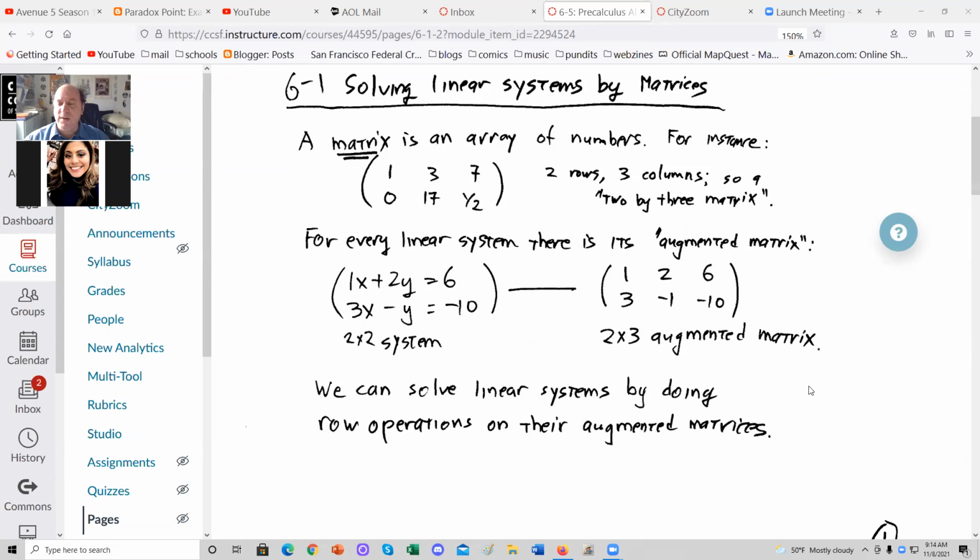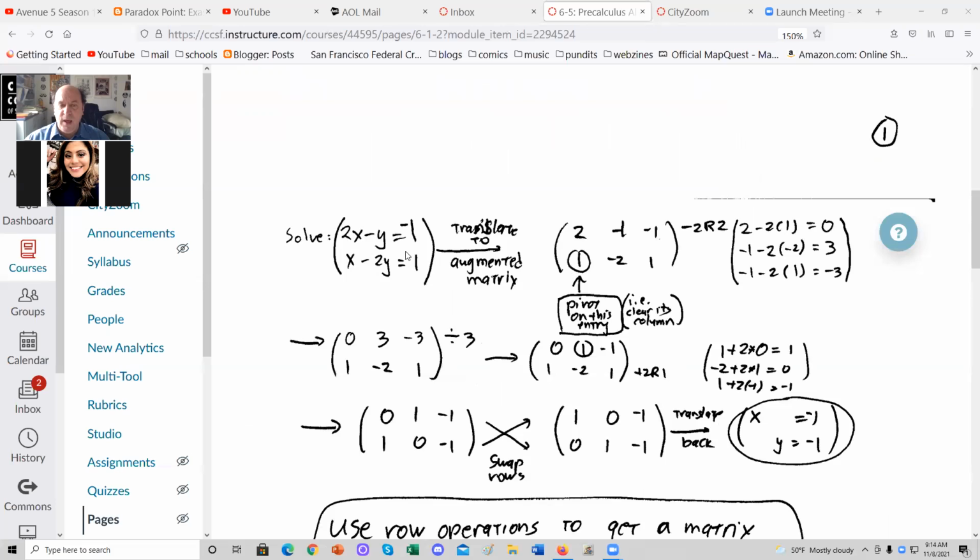We can solve linear systems by doing row operations on the augmented matrix. It's basically the same process, only you don't have to carry around the x's, the pluses, the y's, and the equal signs. It's just the same numbers being worked on more directly. So for example, 2x minus y equals -1, x minus 2y equals 1. First, we translate to the augmented matrix: 2, -1, -1 here, 1, -2, 1 here.